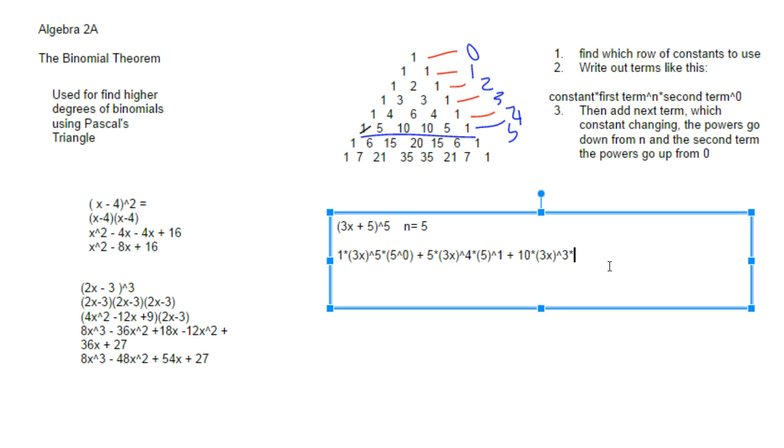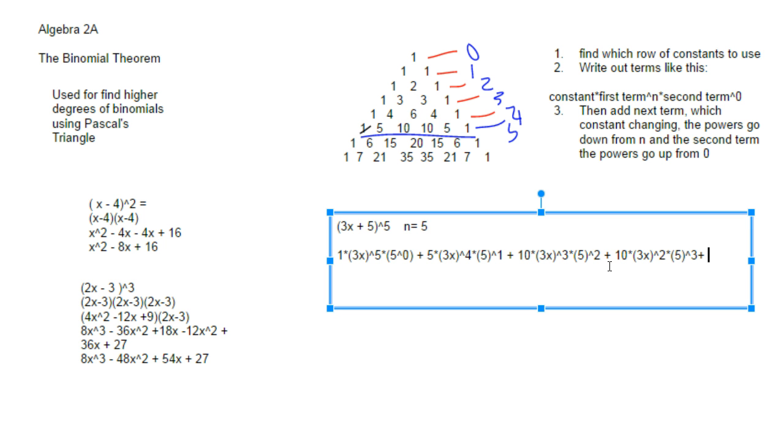Okay. Times parentheses 5 raised to the 2nd. Okay. And these numbers will get out of hand fast. Okay, then the next number is going to be 10, because there's 2 10s in there. 10 times 3x to the 2nd times parentheses 5 to the 3rd.